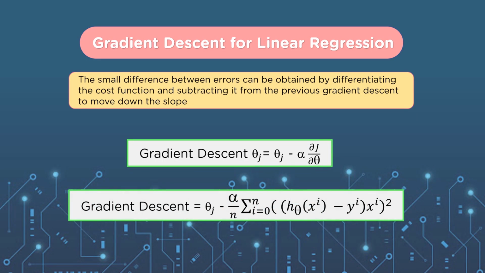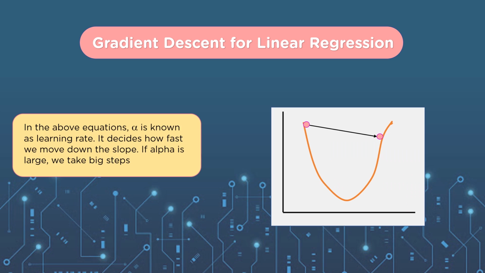The gradient descent full formula looks like this, with the original difference minus the new difference summation. And as we continue to go down, we can continue to compute the differences to find our new values. In the above equation, alpha is known as the learning rate. It decides how fast we move down the slope. If alpha is large, we take big steps.